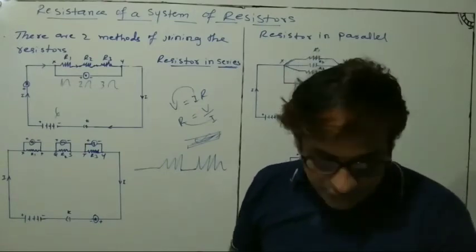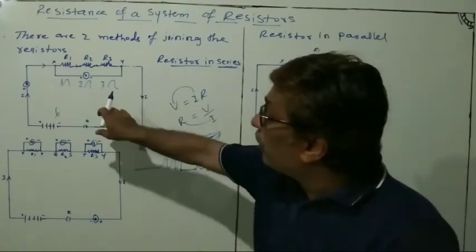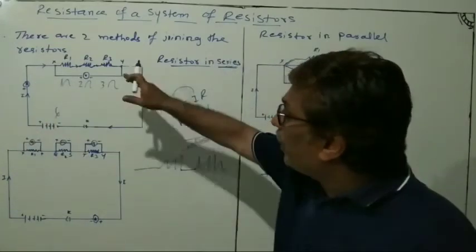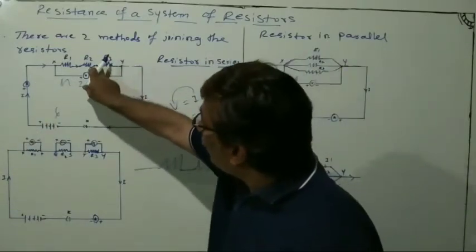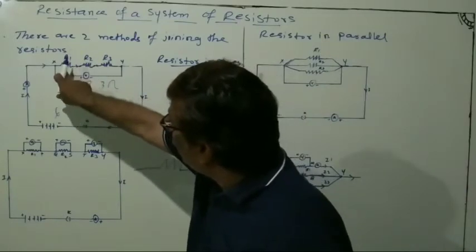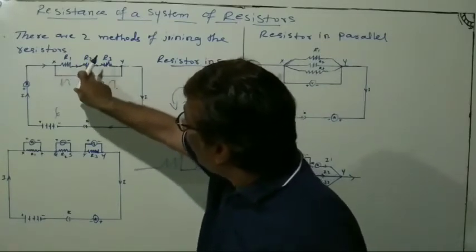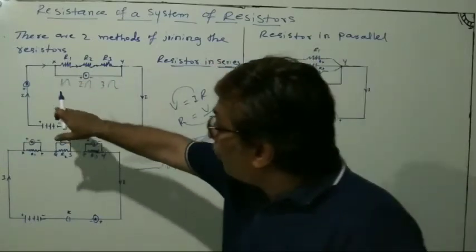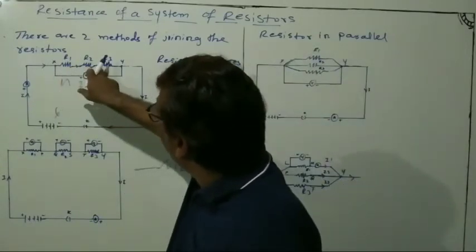Now perform the activity. Plug the key and note down the ammeter reading. You can also change the positions of the resistances. R1 will be here, R2 will be there. In this way you can change positions, and the ammeter also you can fix here.